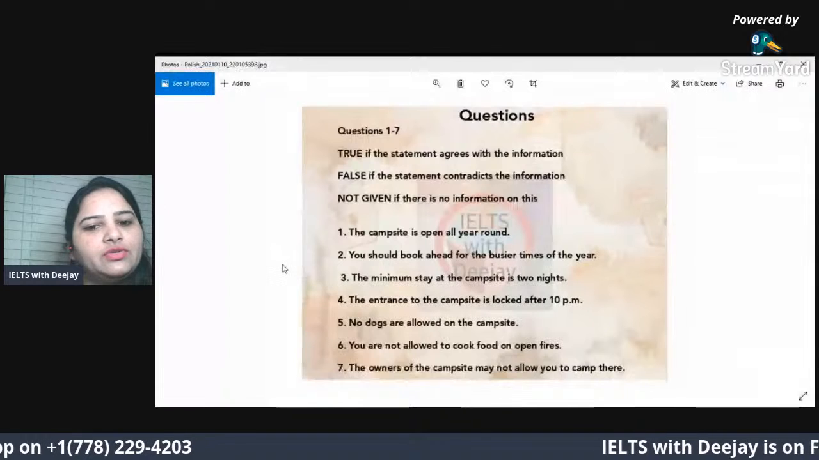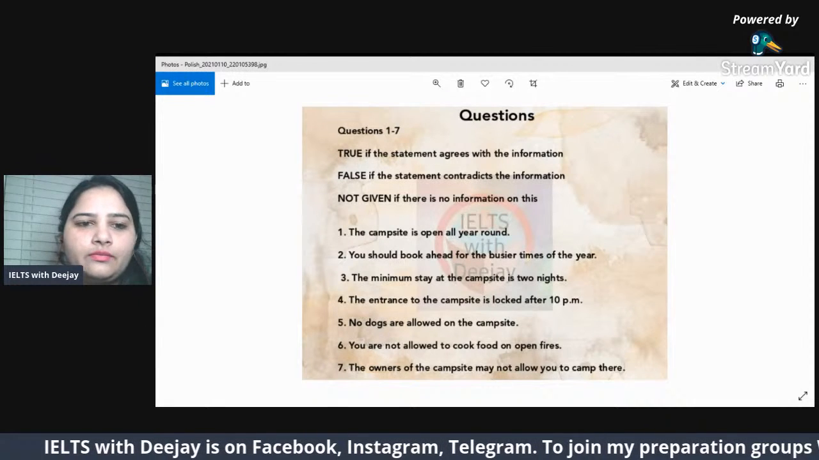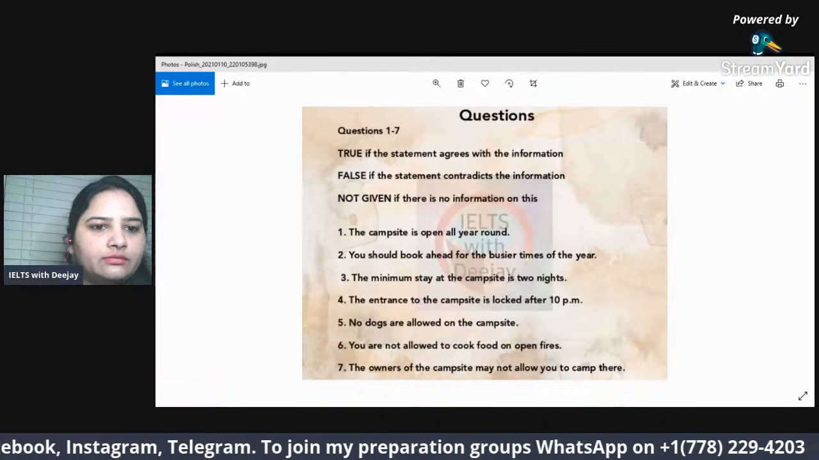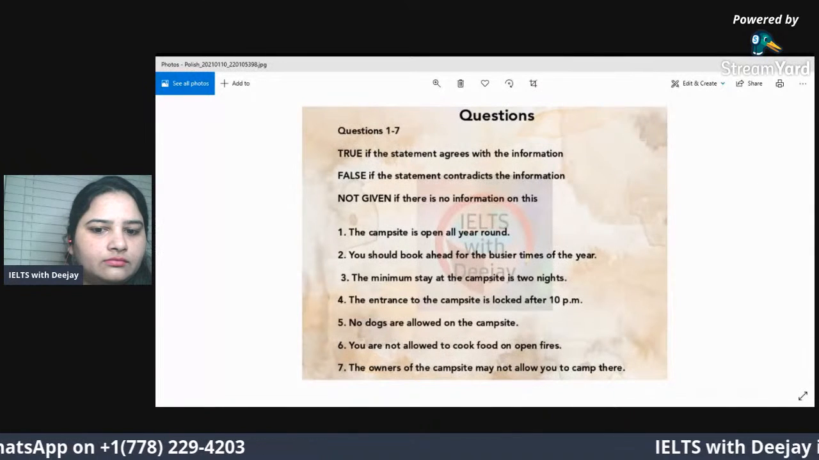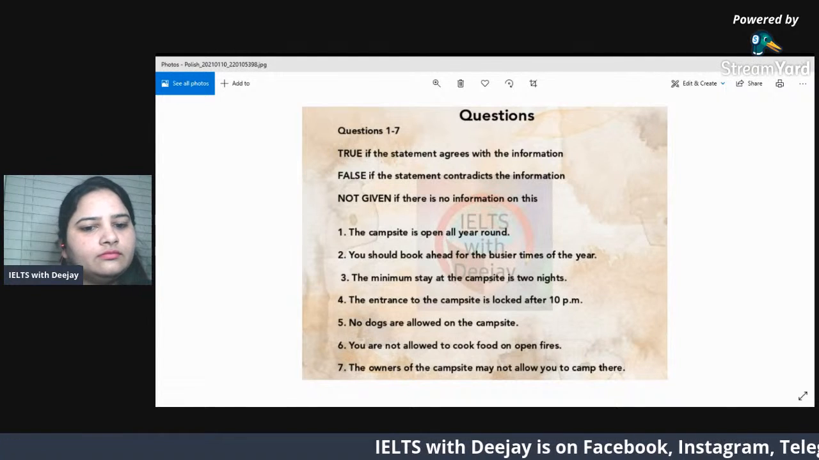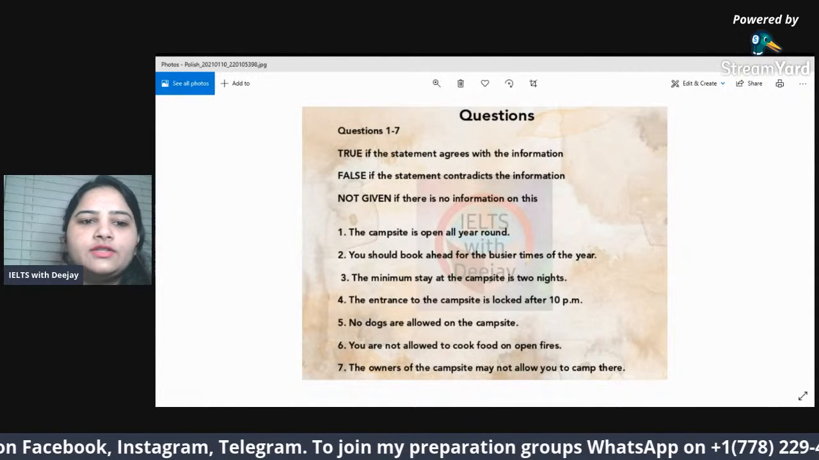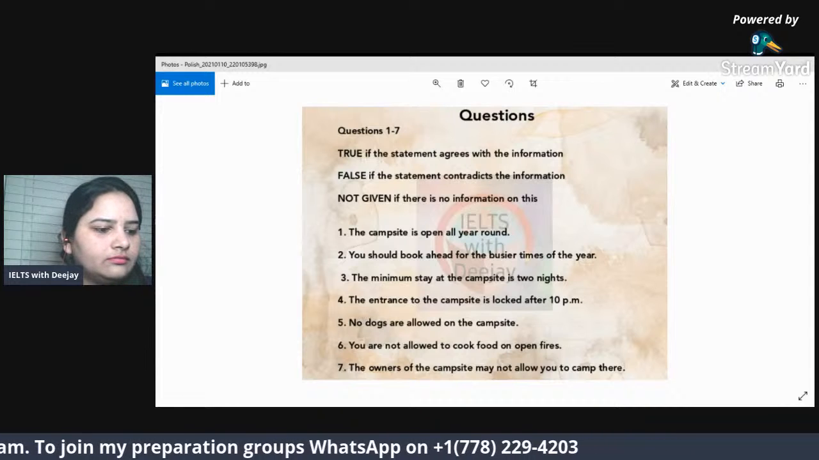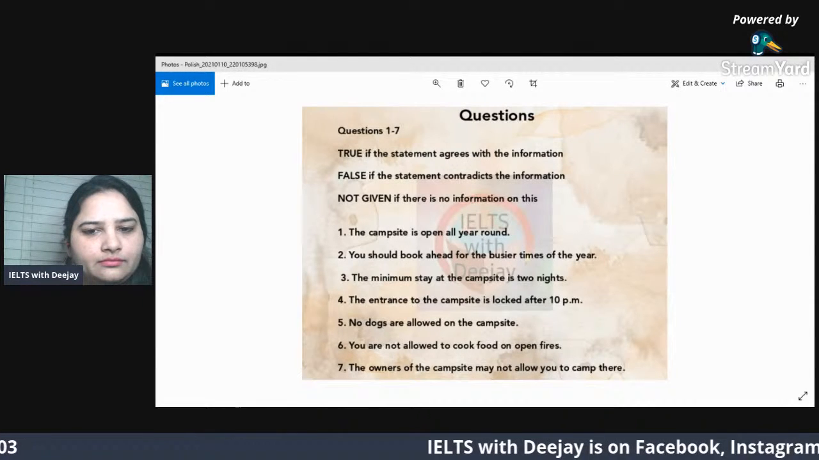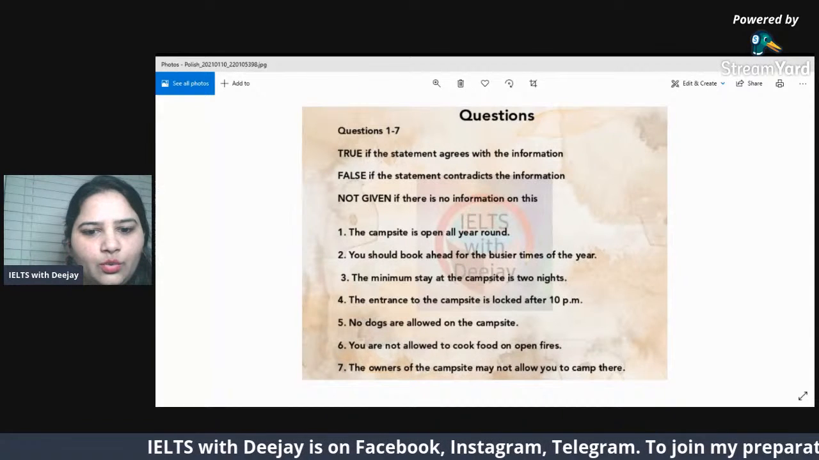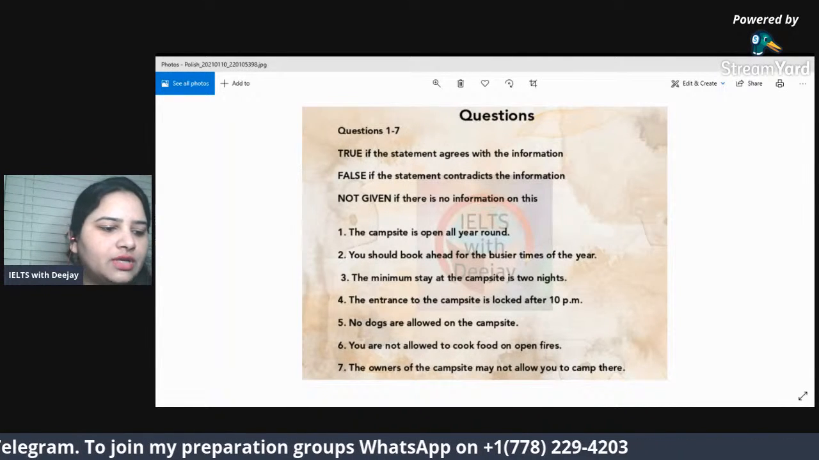Next is fourth one. The entrance to the campsite is locked after 10 p.m. The entrance to the campsite. The fourth one. Answer for the fourth one. Not given. Why is it not given? Are they not talking about it? Okay, so everybody is saying not given for the fourth one. Yes, because it's not given, they're not talking about the closing and opening times.